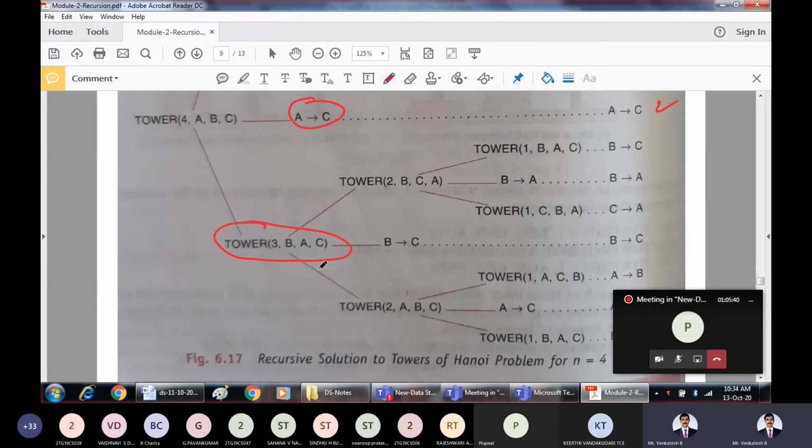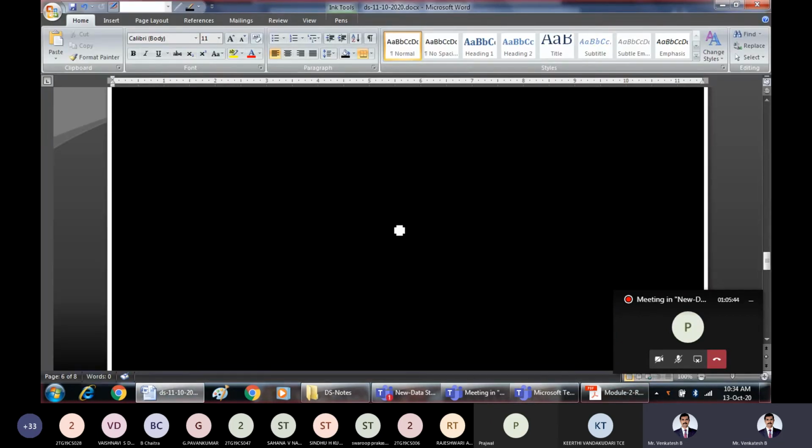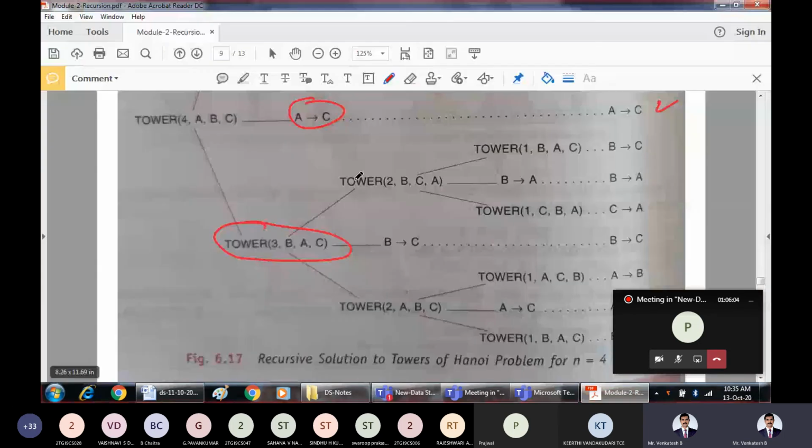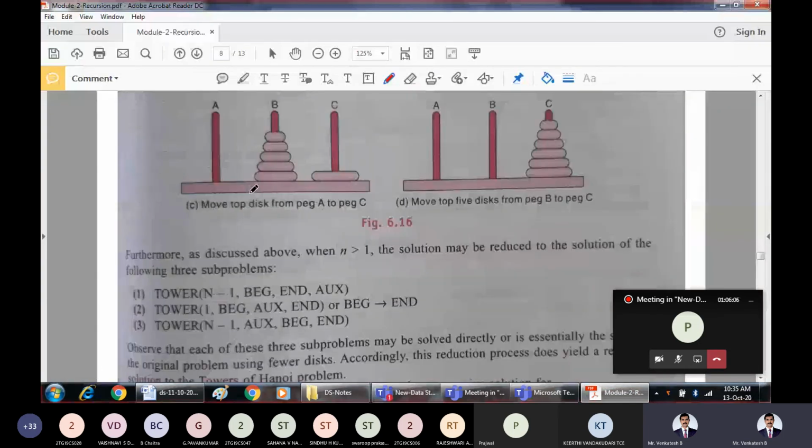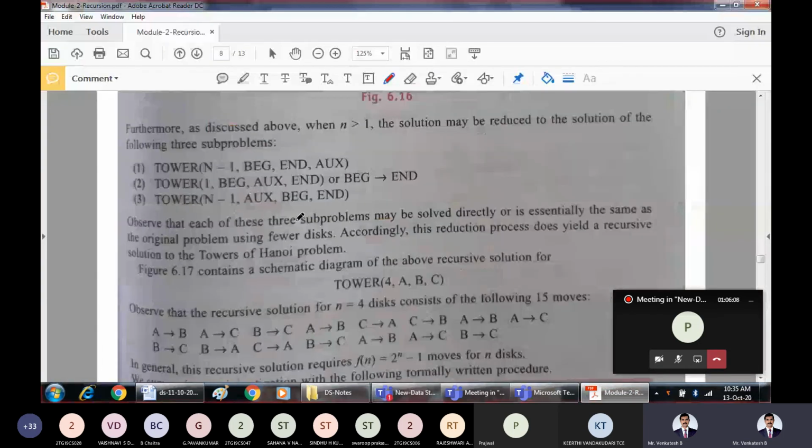At any time, if you want to learn how to write these, you should concentrate on the 3 steps given. What were the 3 steps? Move the n-1 disks from source to auxiliary, then move the remaining disk from source to destination. Then take the disks from auxiliary and move them to the destination. So always remember these 3 steps.